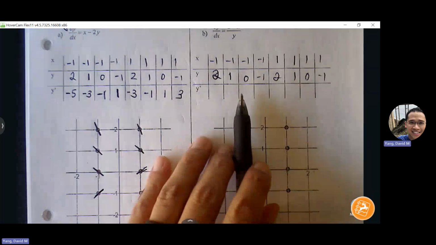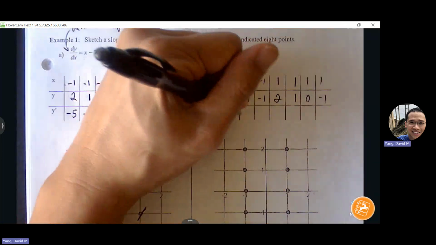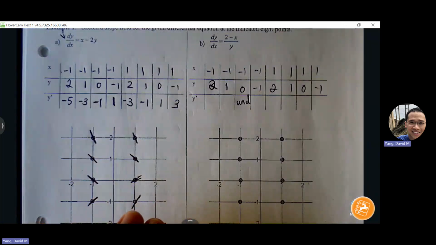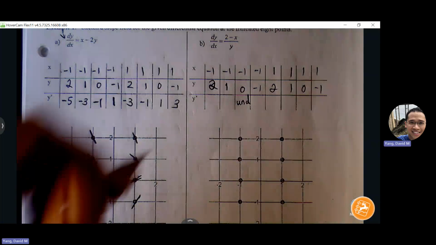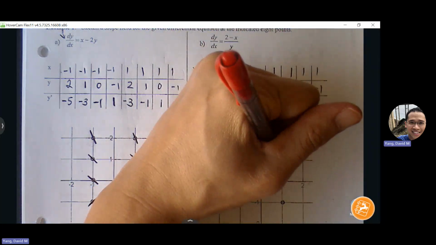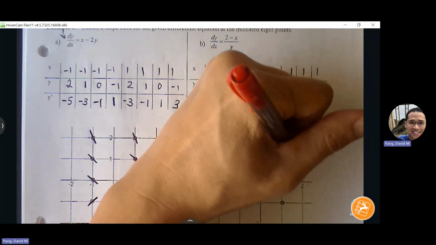I do want to point something out here. What happens if I plug in -1, 0? Undefined. So undefined slope, some of you may interpret that as a vertical tangent line, but on the AP exam, you have to leave it untouched. Leave it blank. If you do anything with it, you're going to get points taken off. Same thing on the test as well.